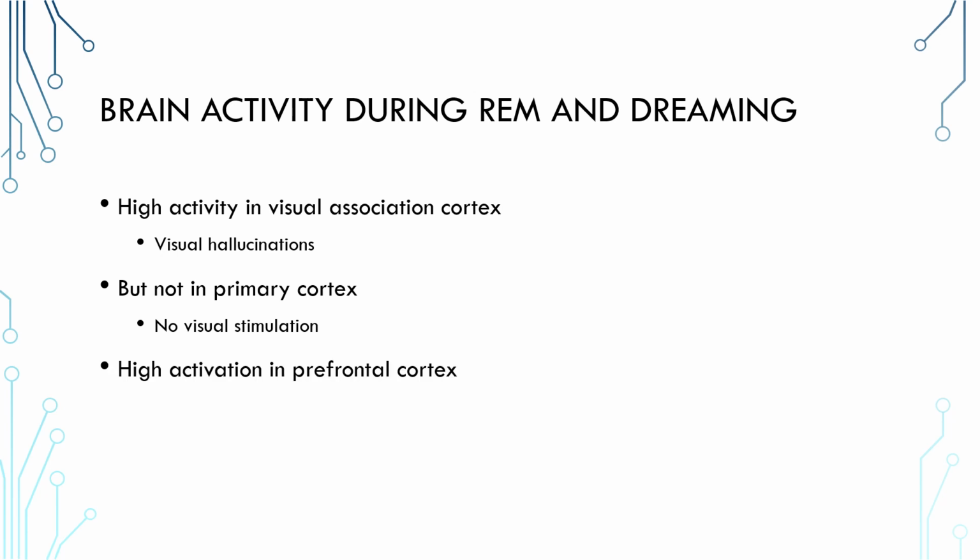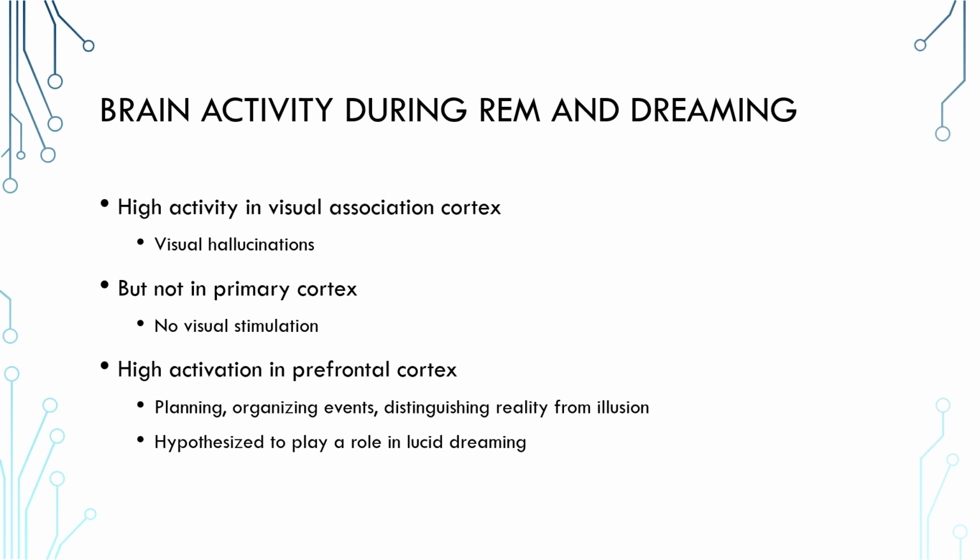There also seems to be a lot of activation in the prefrontal cortex. And as we know, this area of the brain has been correlated with activities such as planning and organizing. It also seems to play a role in being able to distinguish reality from illusion. So this particular area of the brain seems to see a fair bit of activity during REM sleep as well.